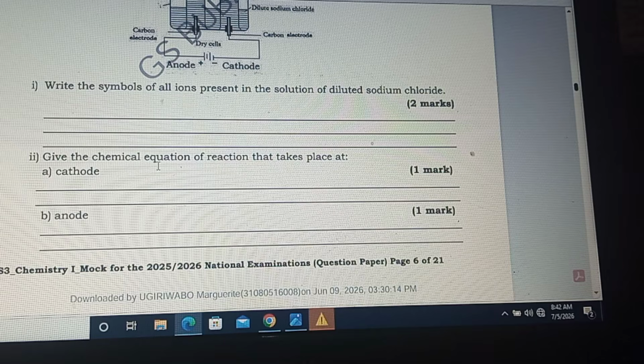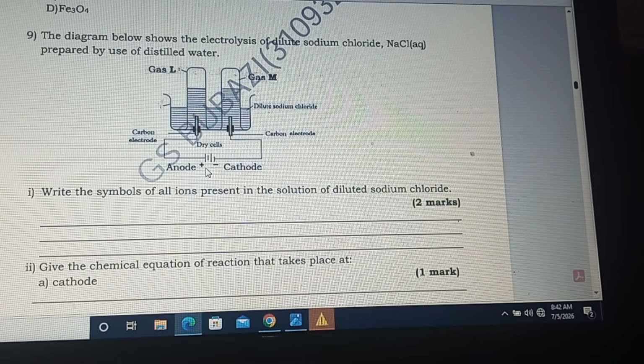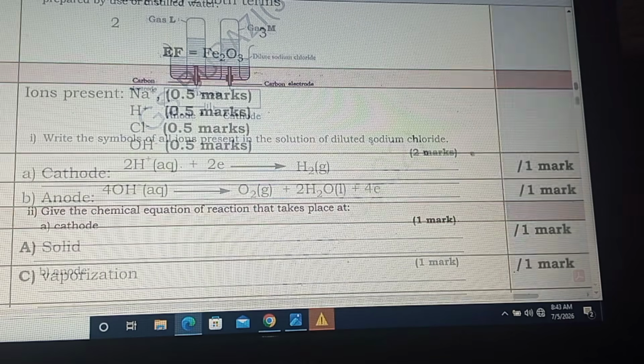Give the chemical equation of reaction that takes place at the cathode and anode. Here the anode is positive, which means that it attracts negative ions. The negative ions we have are the chloride ion and hydroxide ion. And the cathode, because it is negative, attracts the positive ions or cations, which are the sodium ion and hydrogen ion. And let's see the symbols of the chemical equation of reaction that takes place at the cathode and at the anode.